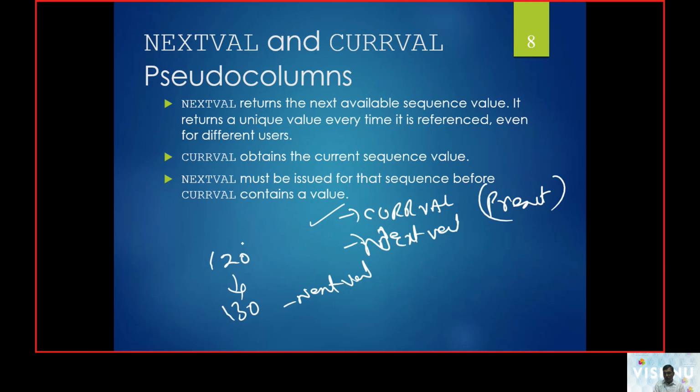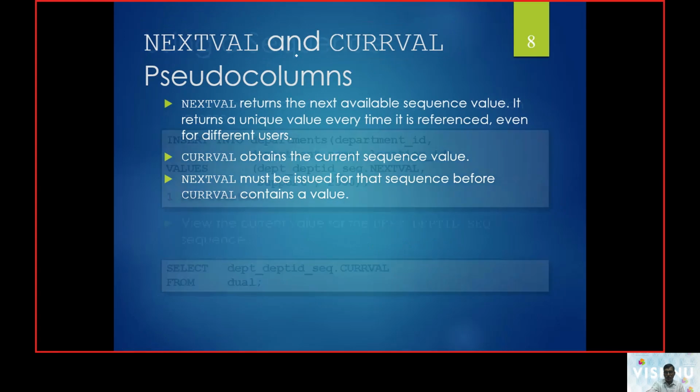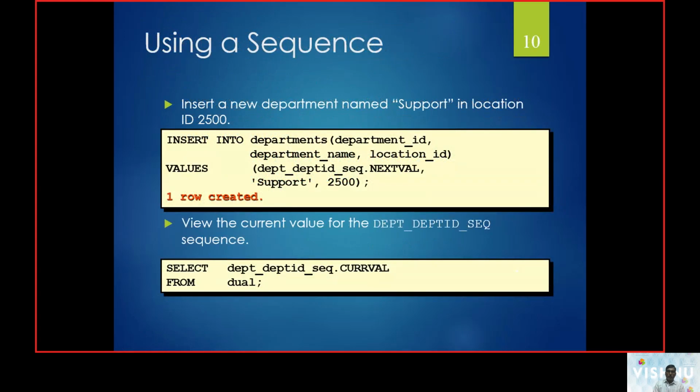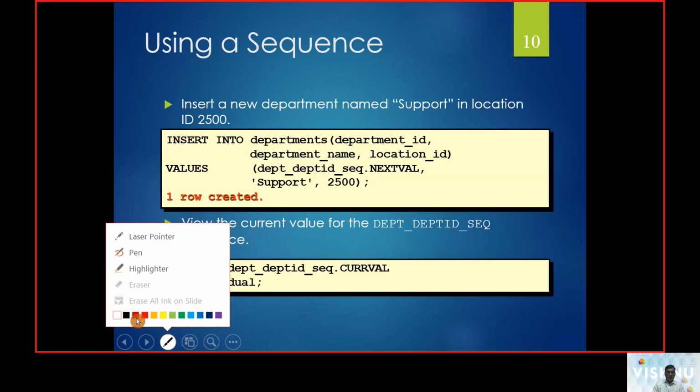So we have the two primitives. One is next val. Another is current val. Using these two attributes, we are moving up the sequence content. Now suppose that here is an example.